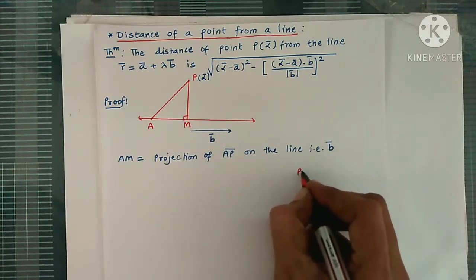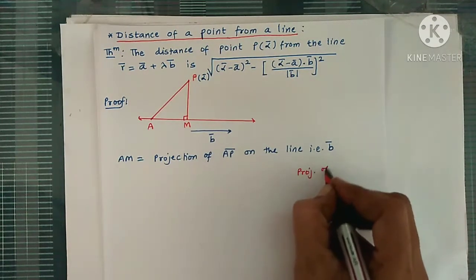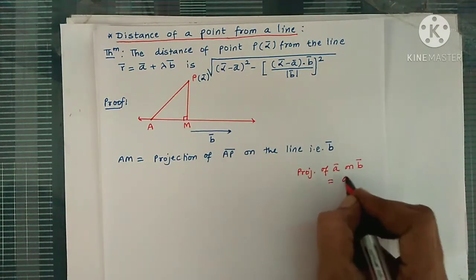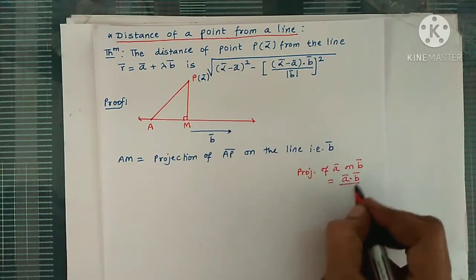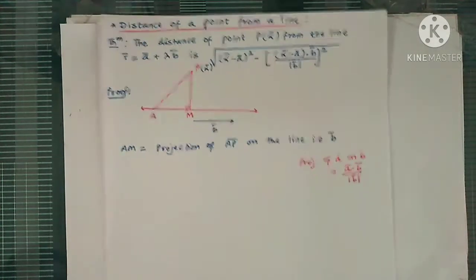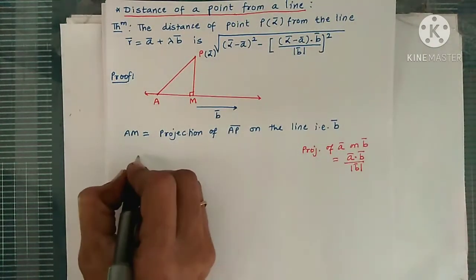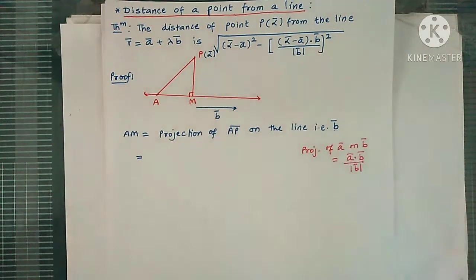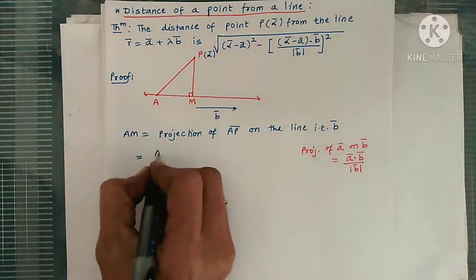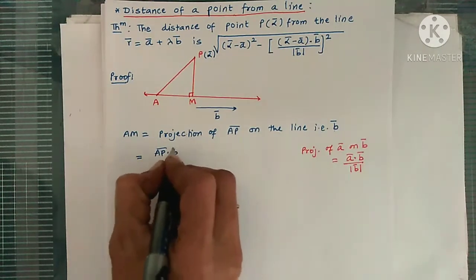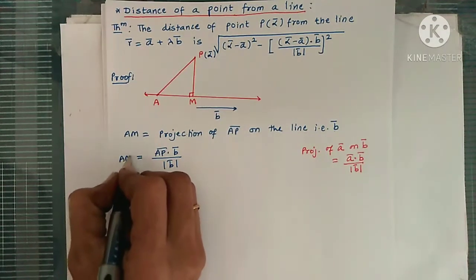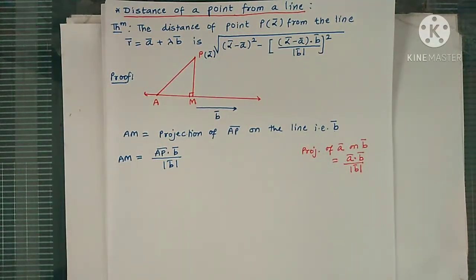If it is the projection of A bar on B bar, then the formula is A bar dot B bar upon modulus of B bar. So we write the dot product of the two vectors divided by the modulus of the vector on which the perpendicular is drawn. So it is AP bar dot B bar upon modulus of B bar. Okay, so this is AM. Remember, we have to find out PM.